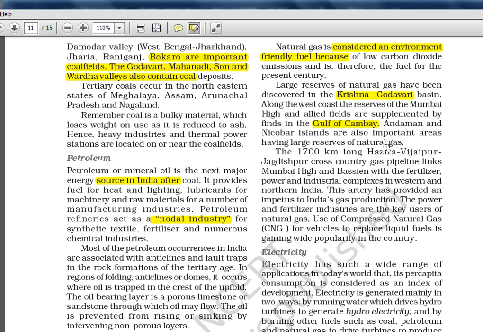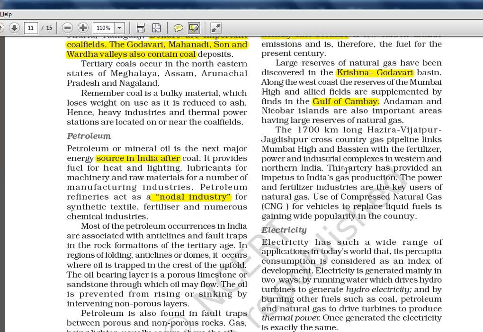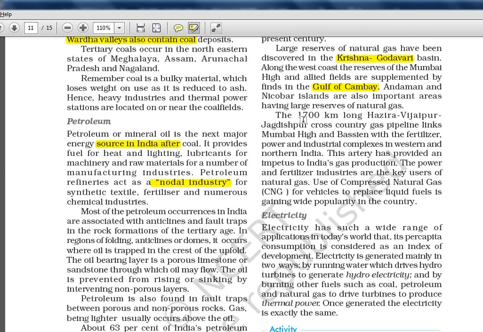Then at international level you should know shale gas is found in USA, and that is why now Middle East is struggling to maintain the prices and all. The OPEC countries are in trouble now.